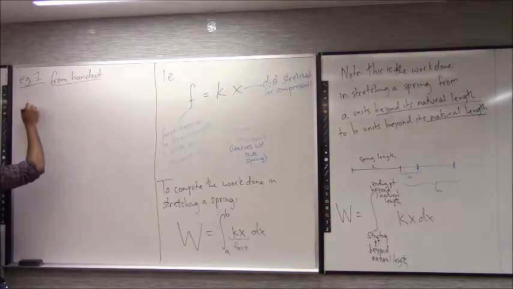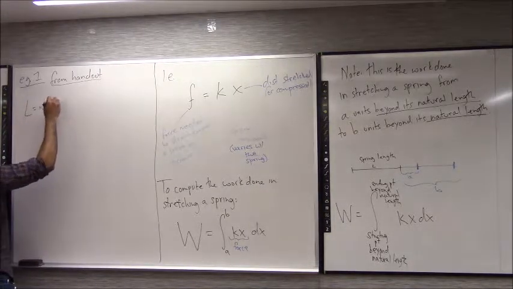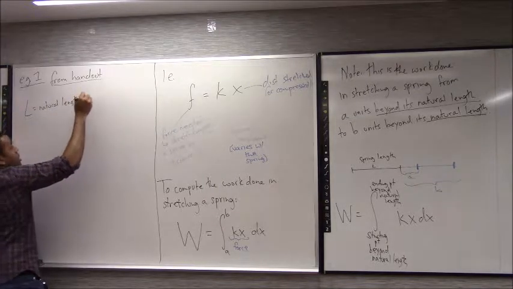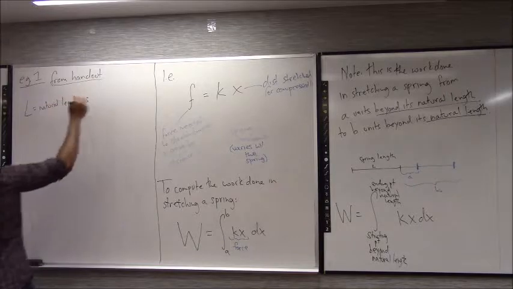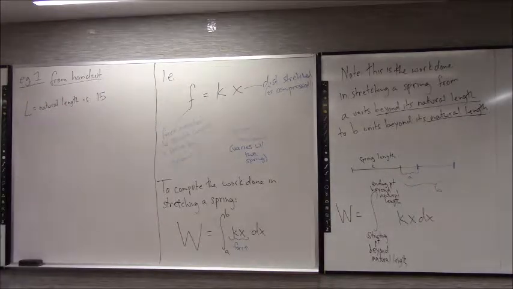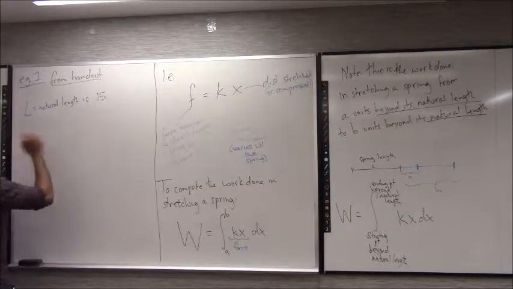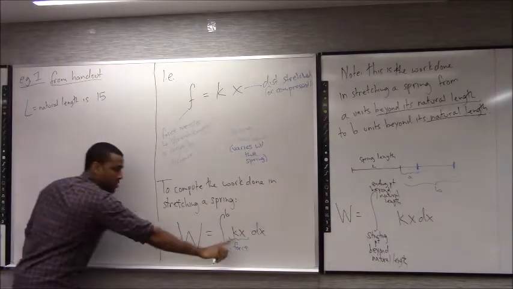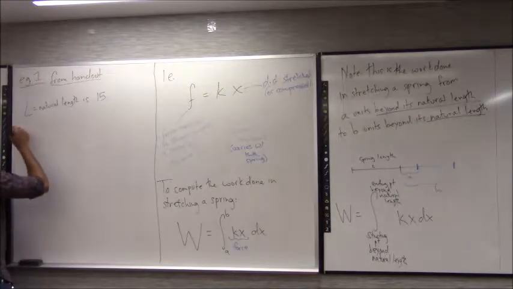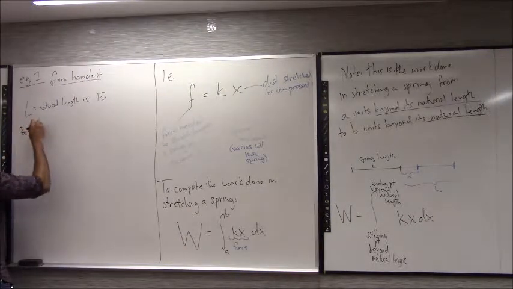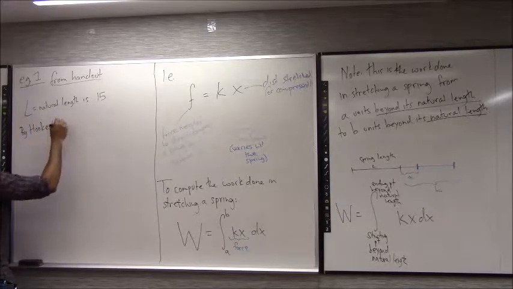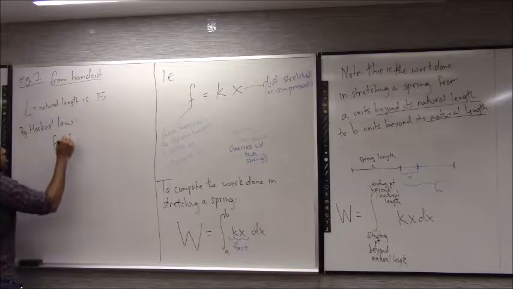So we know that L, the natural length, is 15. So how would you use Hooke's law to figure out what the force is? Well, the idea, you don't need to figure out the force, you kind of need to figure out the k here. So by Hooke's law, and I'm writing extra here, but we know that F is equal to kx.